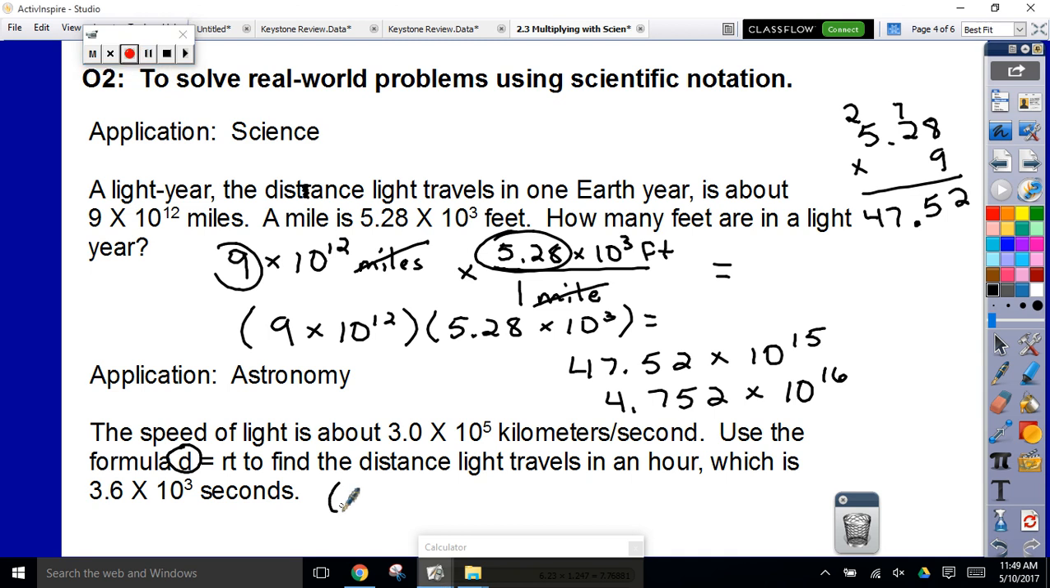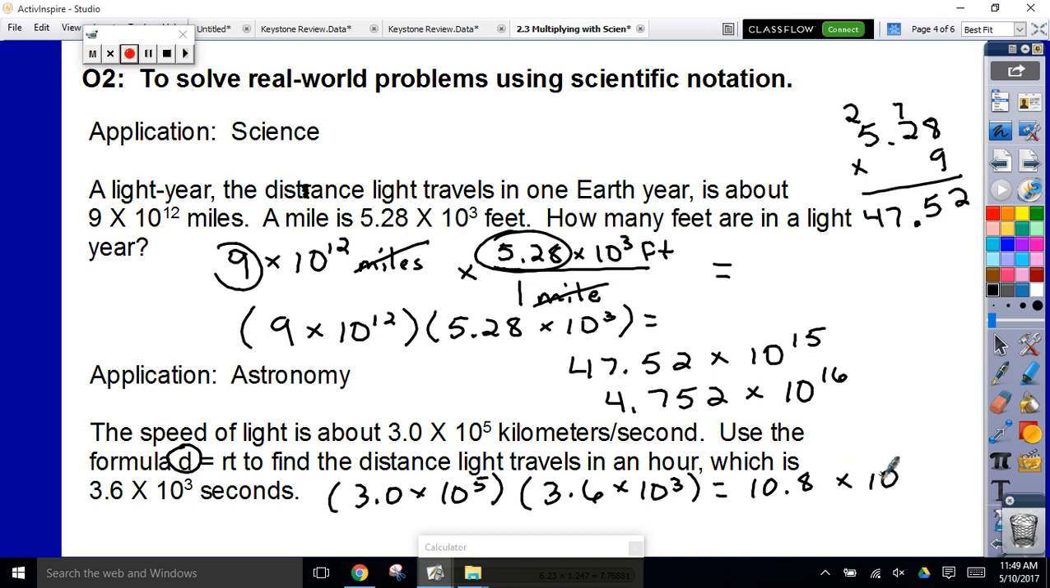So we have 3.0 times 10 to the 5th, and we're multiplying that by 3.6, oh, I missed my 5 there, times 10 to the 3rd. Okay, so when you did this, if you multiply your first 3 times 3.6, you get 10.8 times 10. When you add the 5 and the 3, you get 8. 10 to the 8th power. Some of you stopped there, but remember you have to make sure it's in the correct form of scientific notation, which means we're going to need to move that decimal over. So you should have gotten 1.08 times 10 to the 9th power.